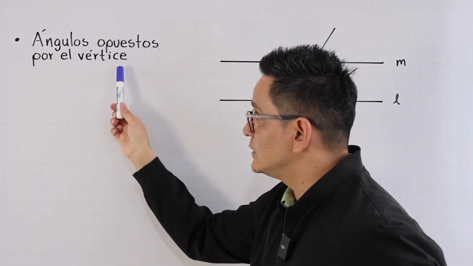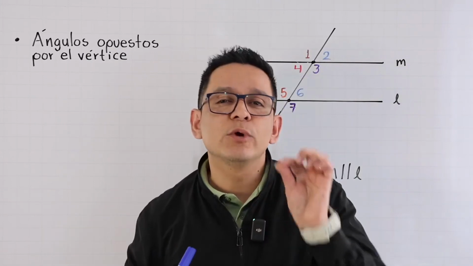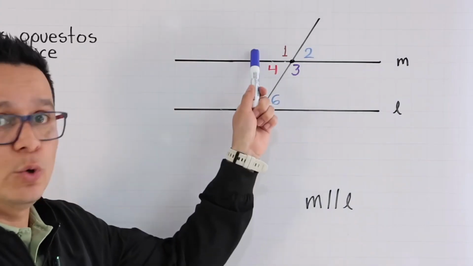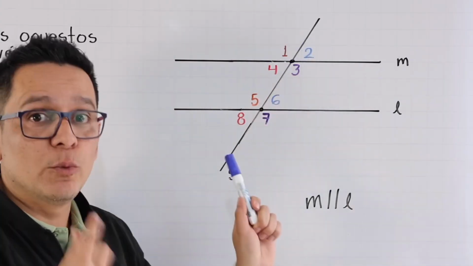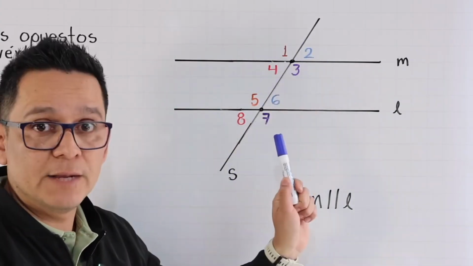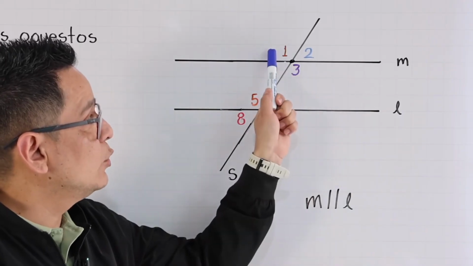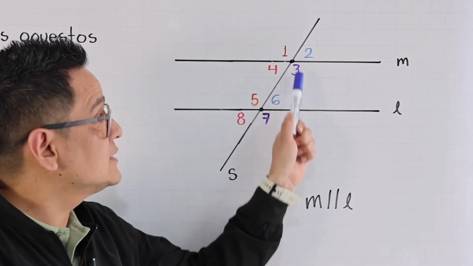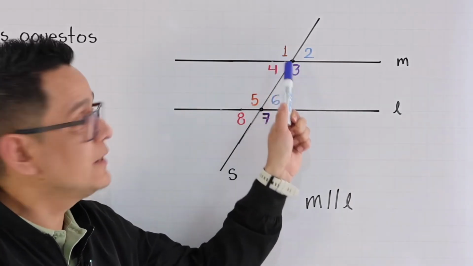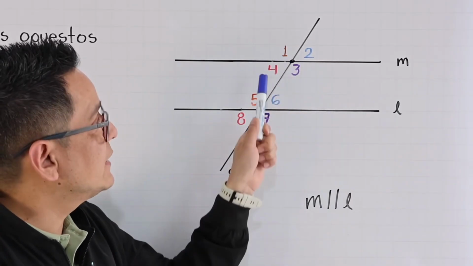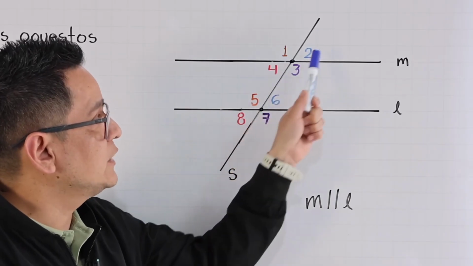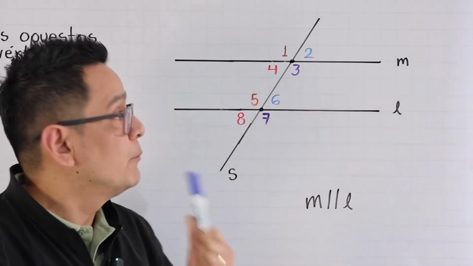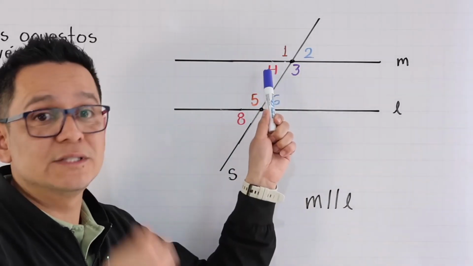Vertical angles. Look, vertical angles have the same measure. For example, look at angle 1. Here we have it, right? Now look at angle 3, which is this one over here. As you can see, angle 1 and angle 3 are vertical angles. This means that angle 1 has the same measure as angle 3. And this will also happen, for example, with angle 4 and angle 2, right? These two are also vertical angles. Therefore, angle 4 will have the same measure as angle 2.